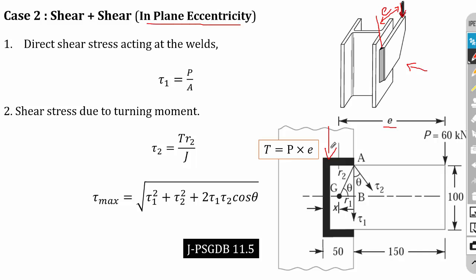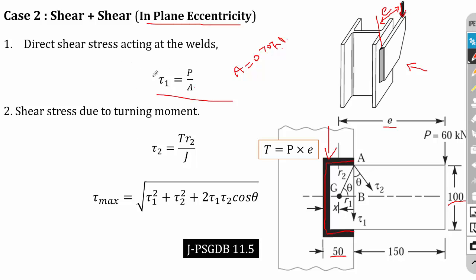So if the load is directly acting without any eccentricity, then it will produce a shear stress, and that is the primary shear stress, that is tau 1 is equal to P divided by A, that is load by area. Okay, so here A is the area of the weld. Okay, we know that A is equal to 0.707 H into L. So H is the weld size, L is the length of the weld. So here the weld is carried out in this region. We can calculate the length of the weld, that is 100 plus 2 times 50. Okay, so that is the length of the weld. So this is for direct shear stress.